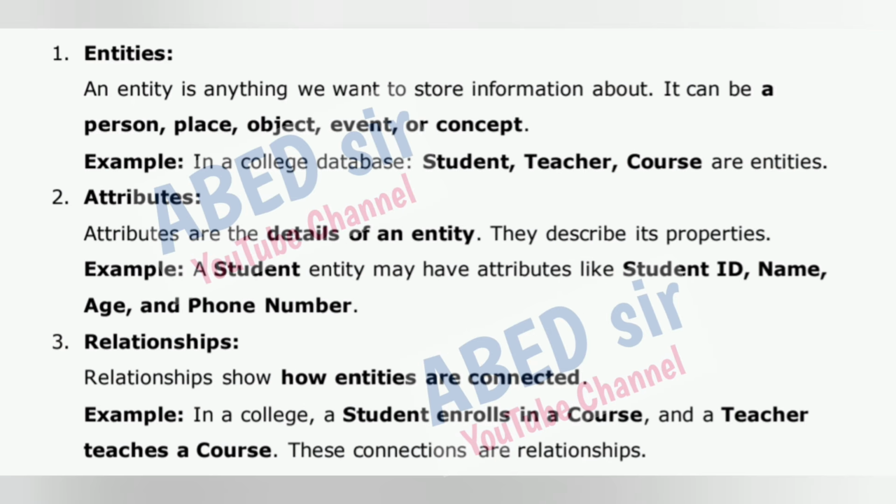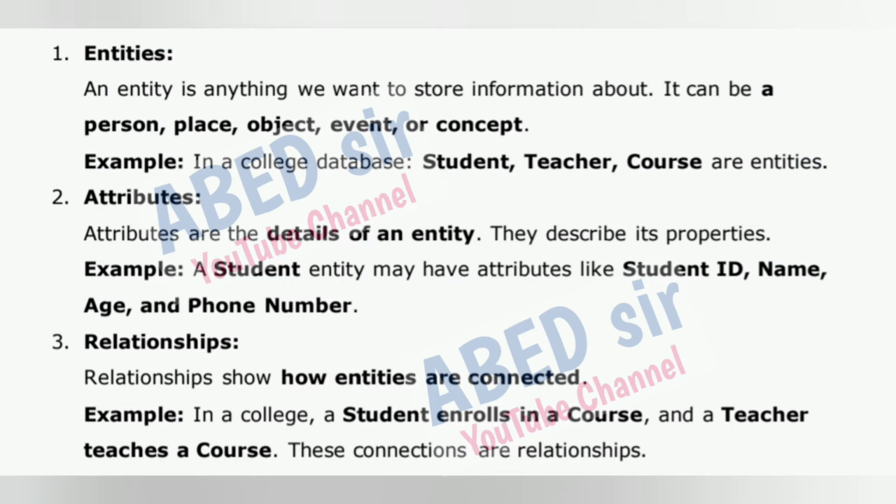1. Entities. An entity is anything we want to store information about. It can be a person, place, object, event, or concept. Example: in a college database, student, teacher, course are entities. 2. Attributes. Attributes are the details of an entity. They describe its properties. Example, a student entity may have attributes like student ID, name, age, and phone number.